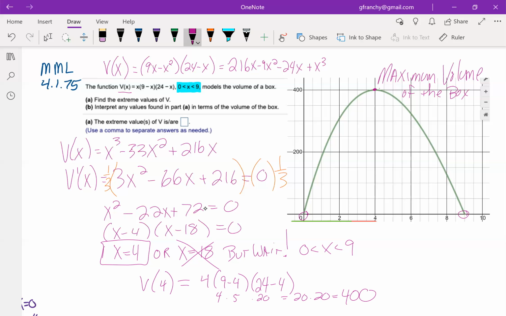So at x equals 4, volume of box is 400 cubed units. They never told us if x was in inches, feet, millimeters, centimeters. So it would just be cubed units.